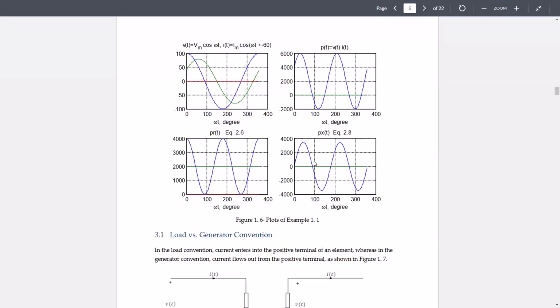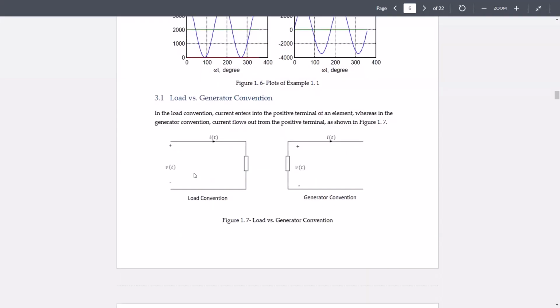And this is Px of t, the reactive power representation. You can see that it's a sinusoid, which has a zero average. But to show how big your reactive power in your system is, you look at the maximum of this waveform. So the bigger this is, it shows that your system has more inductive or capacitive elements inside it, if that makes sense.